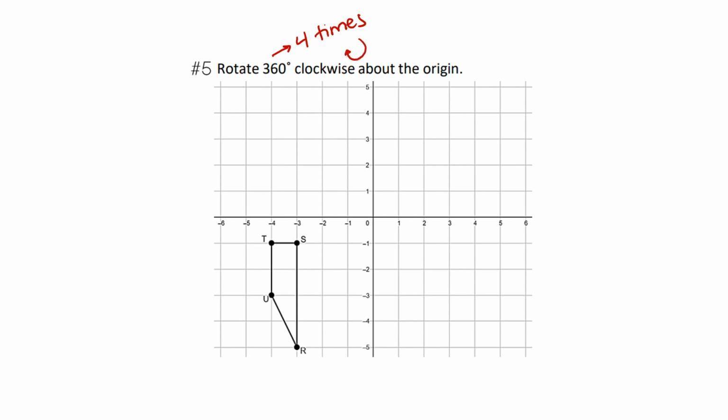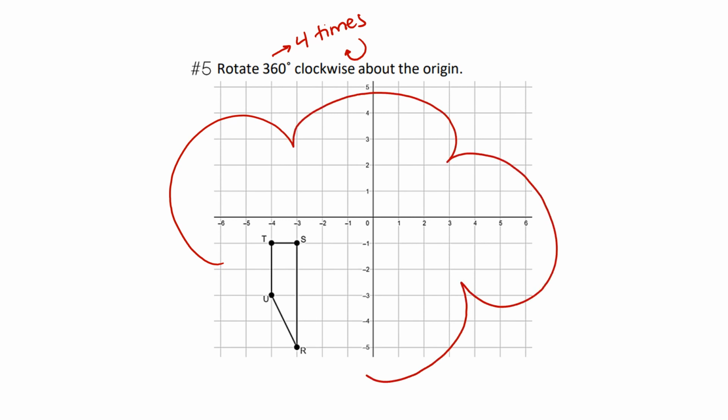So we would take our shape and count 1, 2, 3, 4 sections, and you notice we end up back where we started. This shape does not change positions when we go all the way around the coordinate plane. All the way in a circle, 360 degrees, means our points start back where they end up.